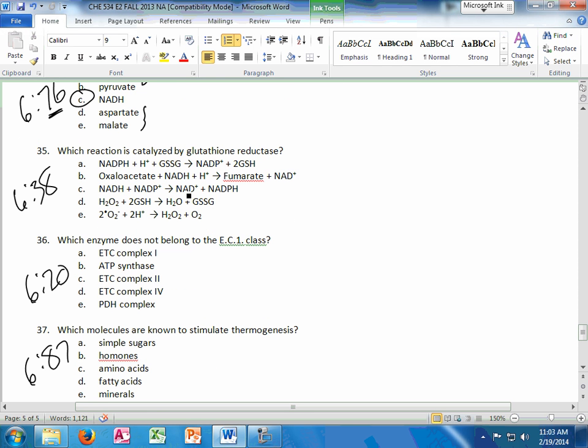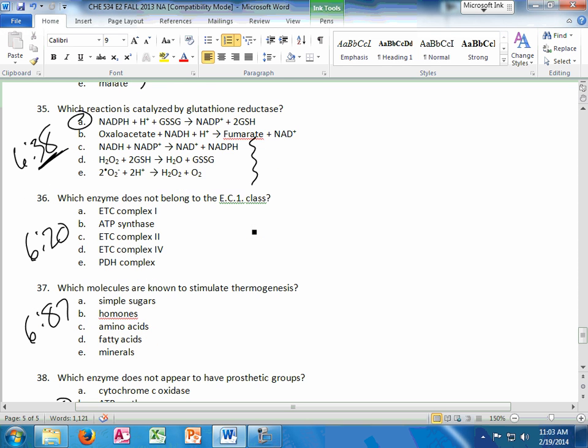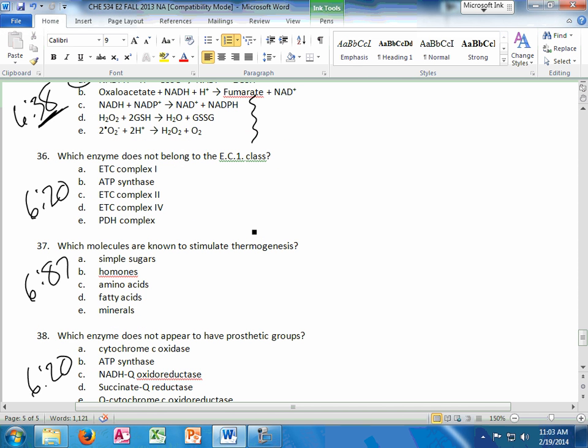Which reaction is catalyzed by glutathione reductase? That's a pretty complex pathway to know on slide 38, but I think a question almost always comes up from it. So the glutathione reductase is A. All the other ones listed are going to be found on that same slide. So that's a good one to know.